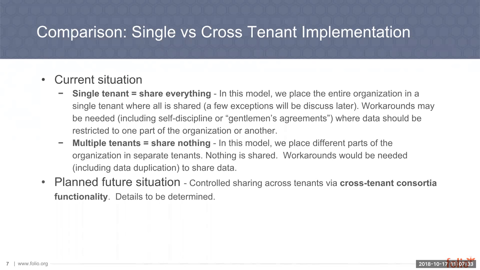Okay, so the current situation, you have really two options if you wanted to go live on Folio today. You would be able to implement as a single tenant, in which case you would basically be sharing everything. So in this model, we'd place the entire organization in a single tenant. Everything would be shared. There are a few exceptions to this we'll cover later. And you might need workarounds if there are places where you want data to be restricted or partitioned. So self-discipline, gentlemen's agreements, those sorts of things, because really in general, data is shared.